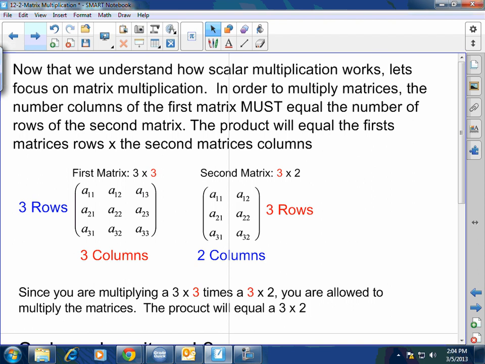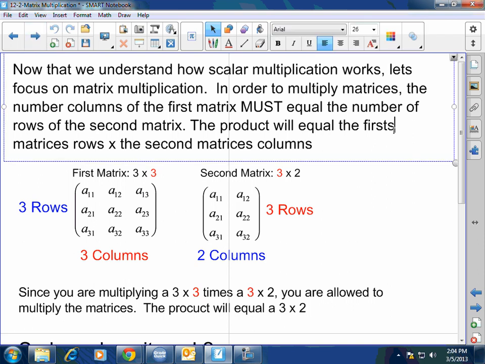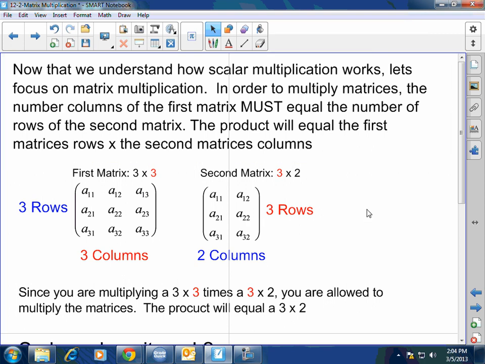Now that we understand how scalar multiplication works, let's focus on matrix multiplication. In order to multiply matrices, the number of columns of the first matrix must equal the number of rows of the second matrix. Okay, please be careful with that. And the product will equal the first matrix's rows times the second matrix's columns.